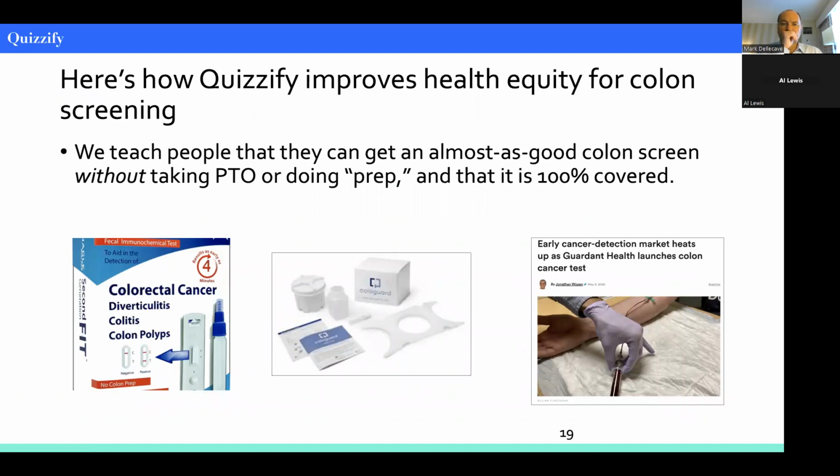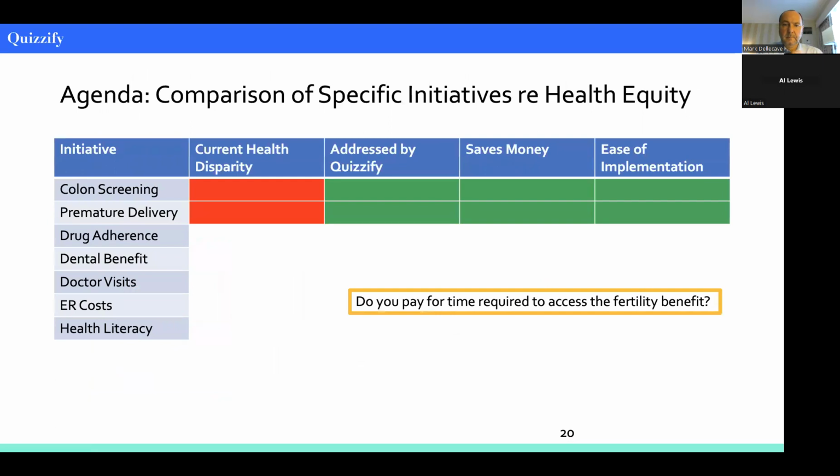And now here's how Quizzify pitches in. We teach people that they can get, I'm going to call it an almost as good colon screen, although I myself am perfectly happy getting one of these without taking time off, without doing prep. And that is 100% covered, if in fact you do cover it 100%. And here are 3 things that people may not know about. The FIT, which you can do in the privacy of your own home, as you can with Cologuard, or next time you happen to be at the doctor, when they're drawing blood anyway, there's a blood test for colon cancer as well. People don't know about this, and it equalizes the amount of work time required to be taken off.